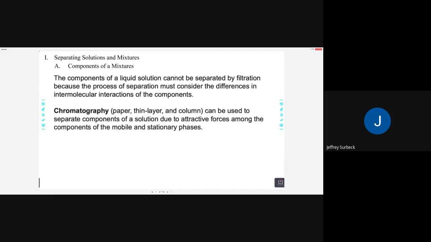Chromatography is going to separate out, due to attractive forces, aka what type of bonding? Is it polar? Is it non-polar? And then it also involves the type of solvent, the stuff that's essentially sucking up that particular solution.